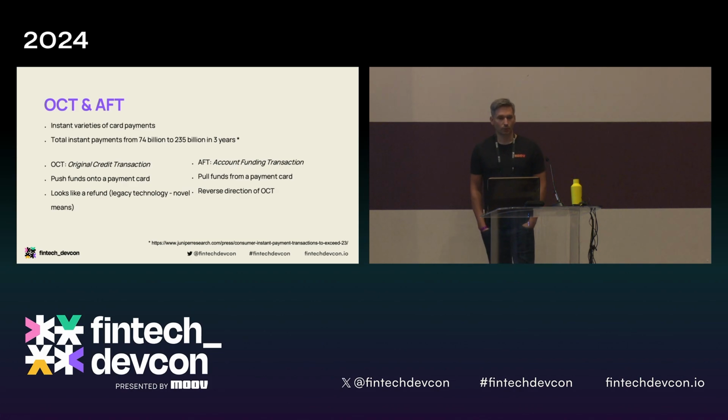AFT stands for account funding transaction, and this is when funds get pulled from a payment card. And for all intents and purposes, this is the reverse direction of OCT. So a couple use cases, and I'll have to cheat here because I can't remember this much. AFT use cases are funding digital wallets, moving money into savings accounts, adding funds to prepaid cards, and funding peer-to-peer transfers, while OCT use cases include commission payouts, expense reimbursements, disbursements of loan and insurance payouts, as well as sharing economy payouts.